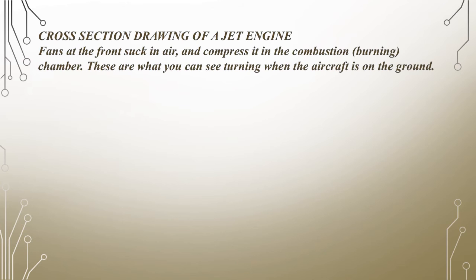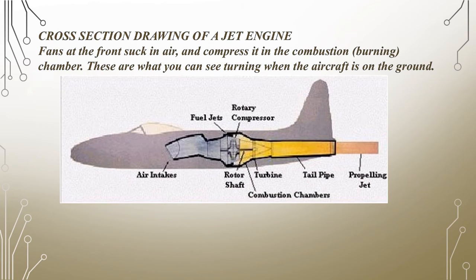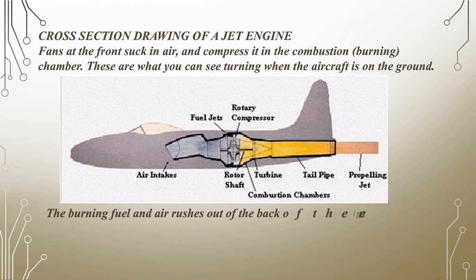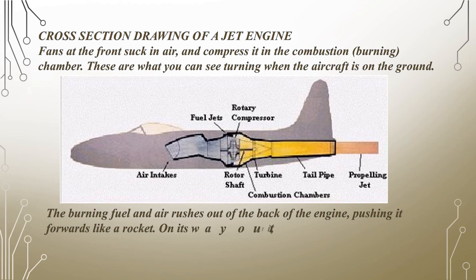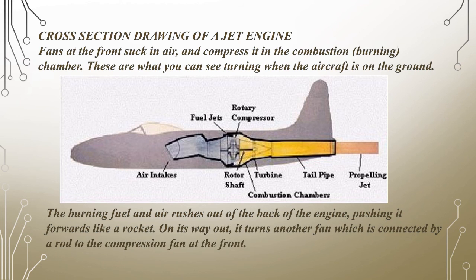Cross section drive of jet engine. Fans at the front suck in air and compress it in the combustion or burning chamber. These are what you can see turning when the aircraft is on the ground. The burning fuel and air rushes out of the back of the engine, pushing it forward like a rocket. On its way out, it turns another fan, which is connected by a rod to the compression fan at the front.